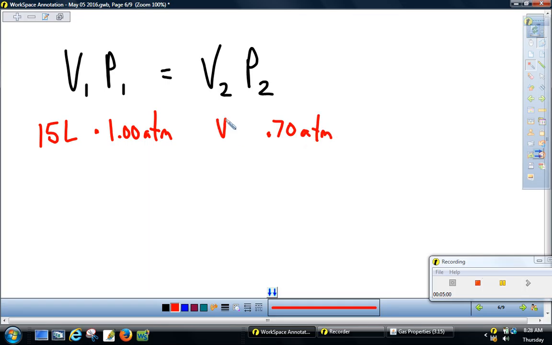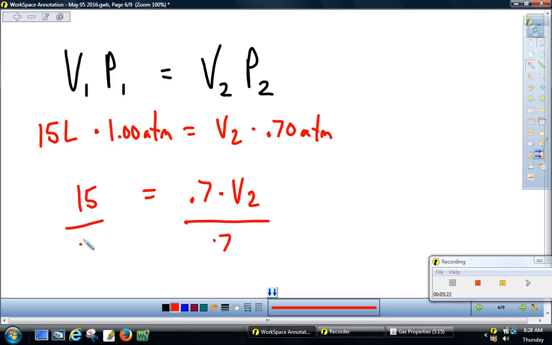The question is, what will the final volume of that balloon be? Well, if we think about it, our pressure is going down, so as a result, volume has to be getting bigger, so it needs to be a number bigger than 15. So 15 times 1 is 15. 15 is equal to 0.7 times V2. So we divide both sides by 0.7, and 15 divided by 0.7, we're looking at about 21.4 liters. Since our original volume was in liters, the final volume will be in liters.